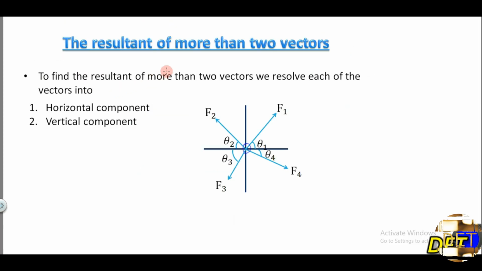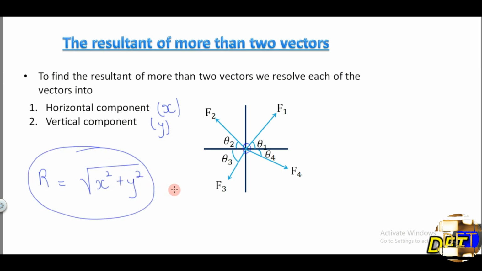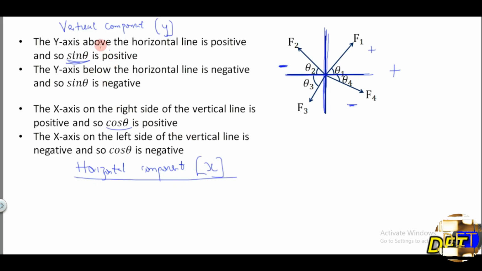So just a quick recap. In resolving vectors that are more than 2, we resolve them into the horizontal component and the vertical component. The horizontal component will be represented as x, the vertical component will be represented as what? Y. So after resolving them into the horizontal and vertical component, the resultant will be equal to the square root of x squared plus y squared, according to Pythagoras' theorem.